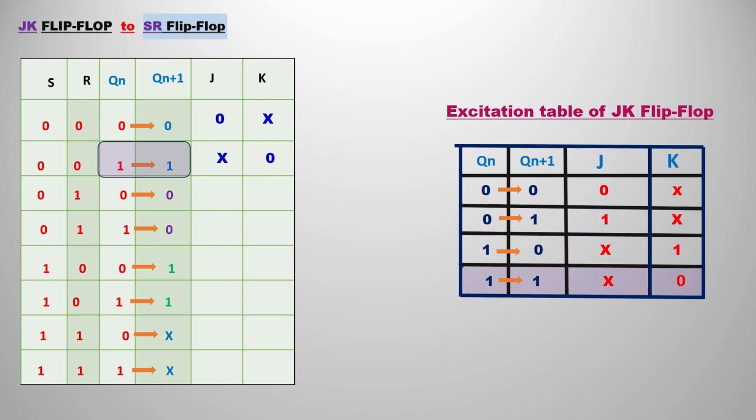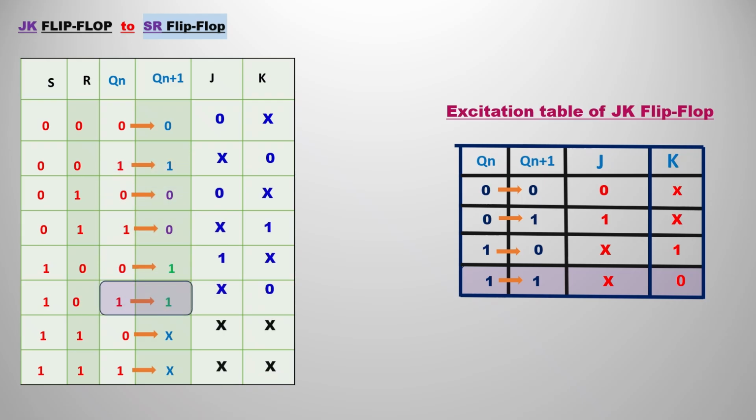Next transition, if you observe from Qn to Qn plus 1, 1 is changing to 1. In the excitation table of the JK flip-flop you can also see the same case, where Qn changes to Qn plus 1 as 1 1. So place that JK as the same, that is don't care 0.